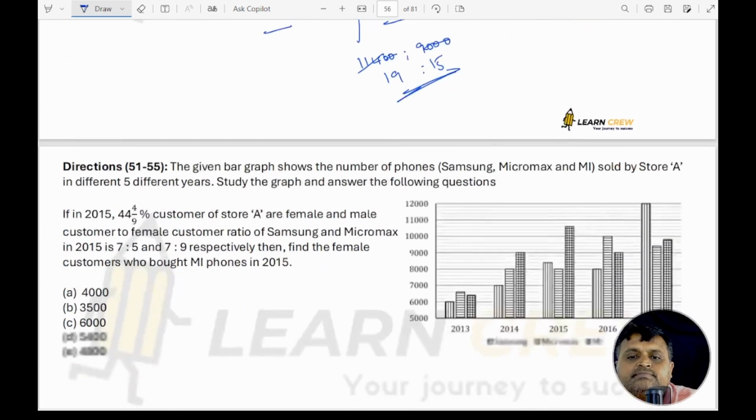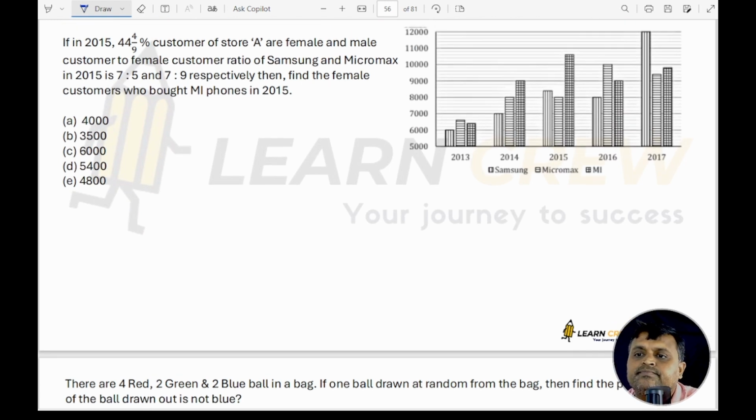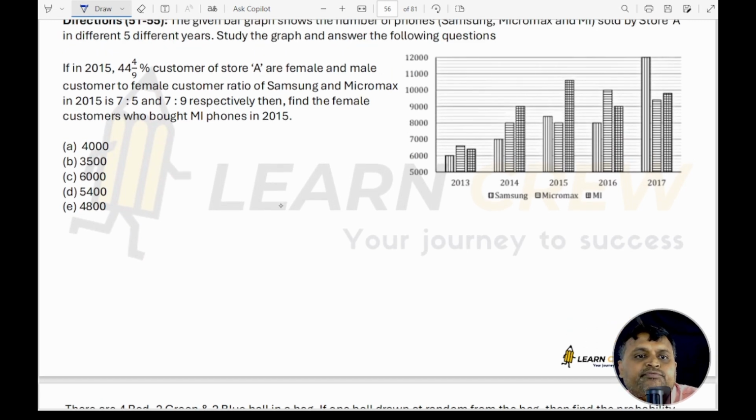Now next question. If in 2015, 44 4/9 percentage customers of store A are female, and the male customer to female customer ratio of Samsung and Micromax in 2015 is 7:5 and 7:9 respectively, then find the female customers who bought MI phones in 2015.